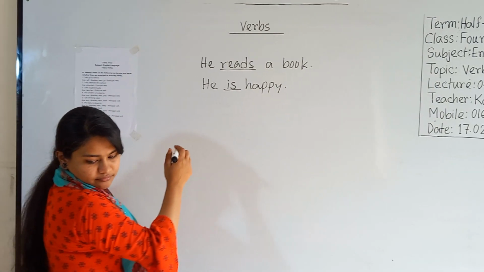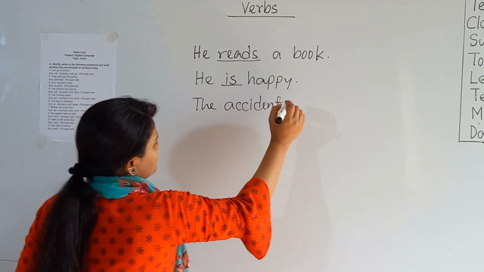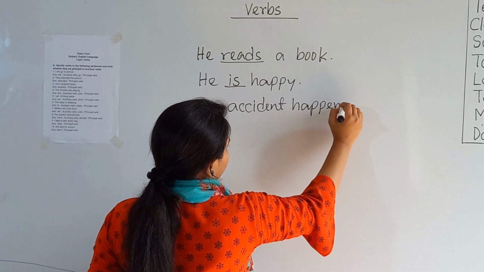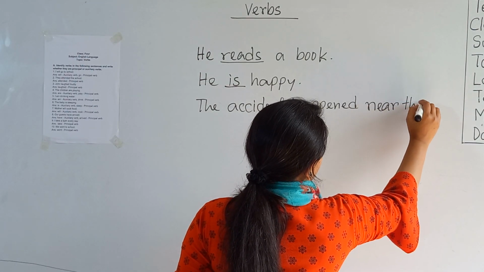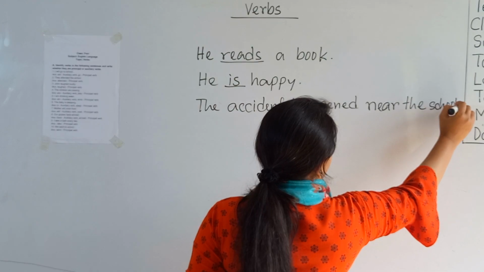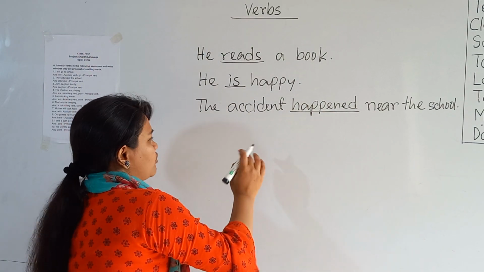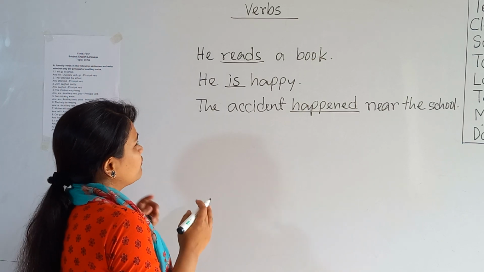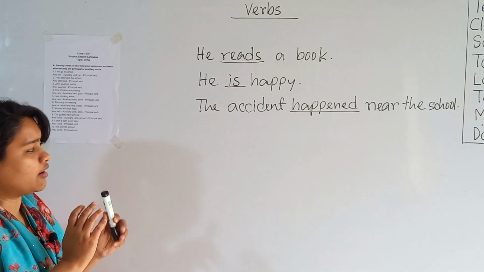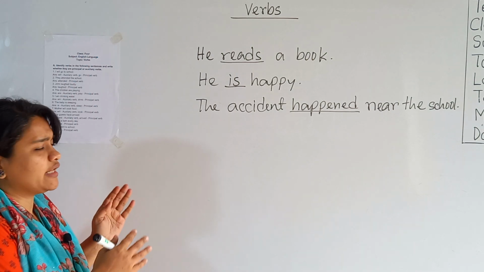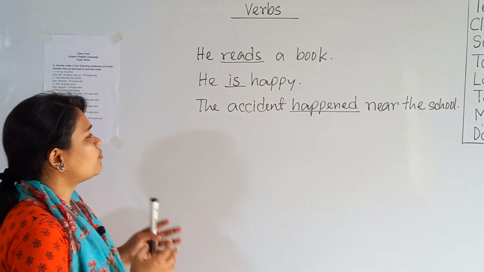Now look at this example again. The accident happened near the school. So happened is a verb here, and it tells us about the event or incident. So verbs are the words which tell us about some action, a state, or an event. Okay, so a verb can be a single word or it can be a group of words also.